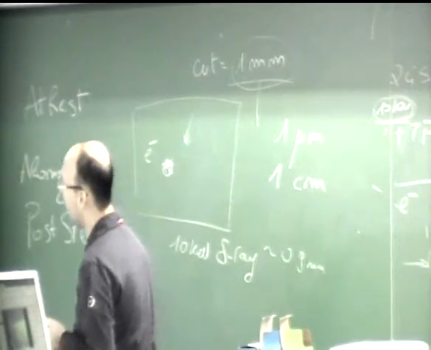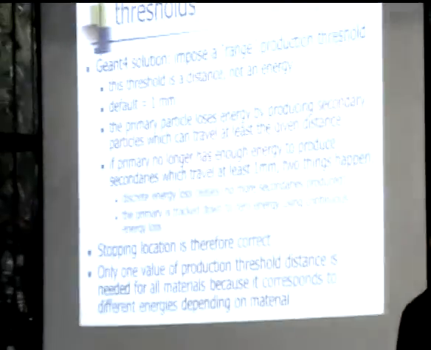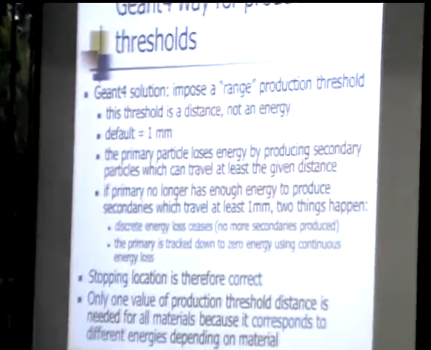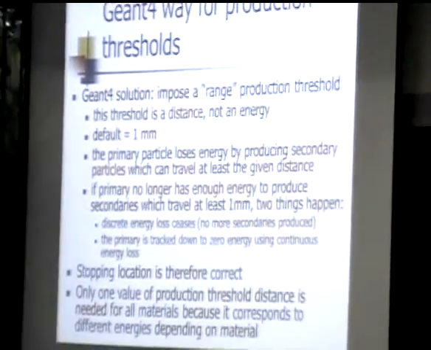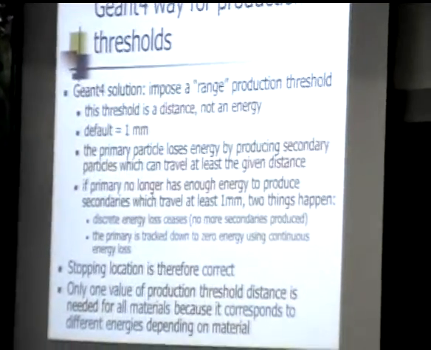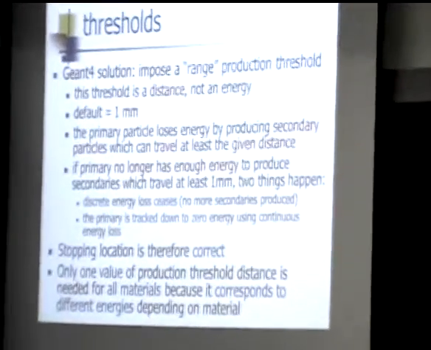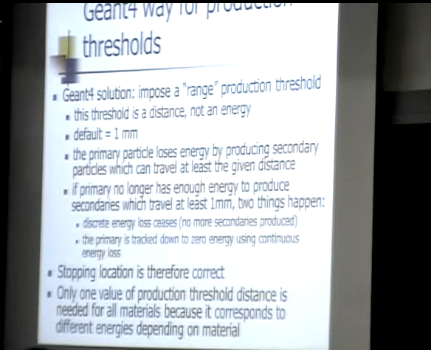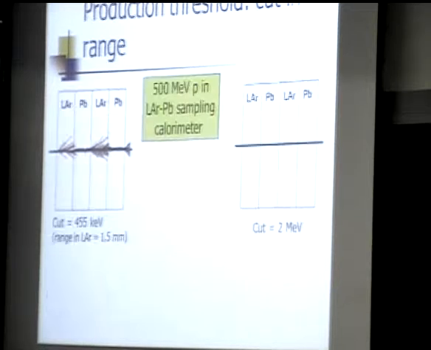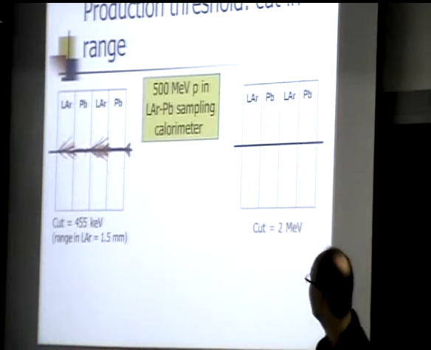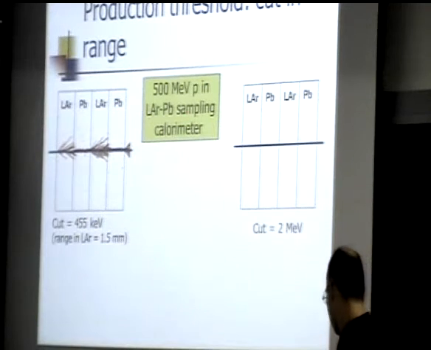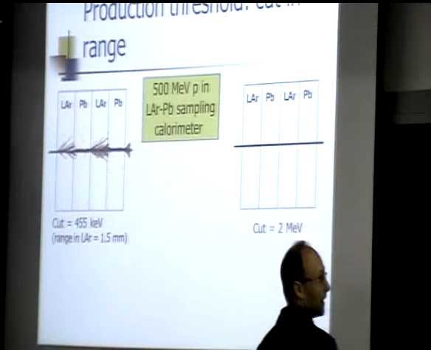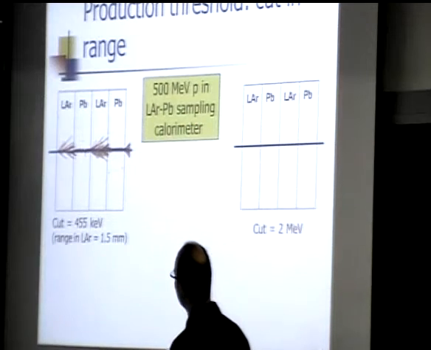And another advantage of what Geant4 does is that you set 1 millimeter, then Geant4 converts this into an energy threshold for all the materials. So 1 millimeter in lead is not the same as 1 millimeter in argon. The energies will be pretty different. This is why Geant4 uses this approach of defining a range scale.